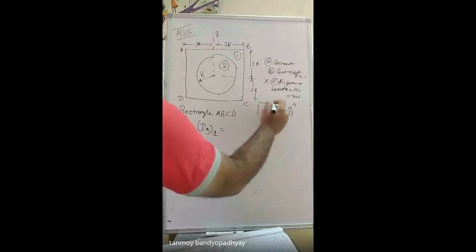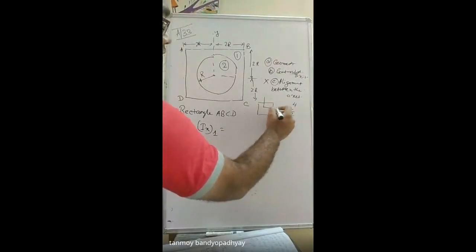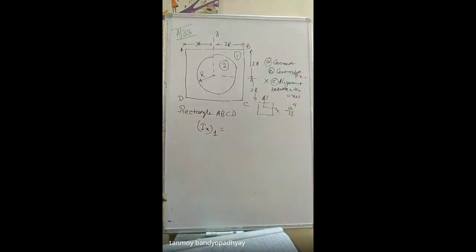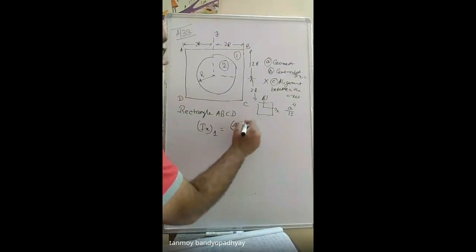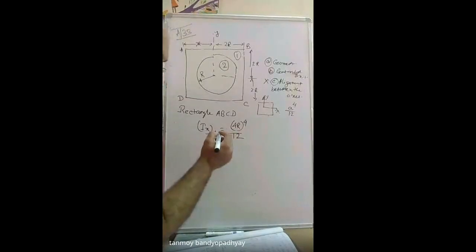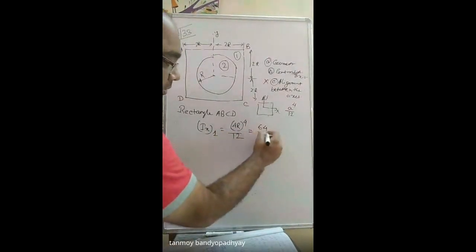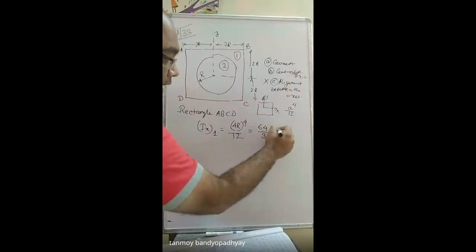But it refers to which axis? It's about its centroidal axis. The centroidal axis must be passing through a by 2, a by 2. I hope you can understand this. So Ix will be equal to a to the power 4 by 12. For this case, a is 4R, so (4R) to the power 4 divided by 12. If you simplify this, you'll be getting 64 by 3 R to the power 4.